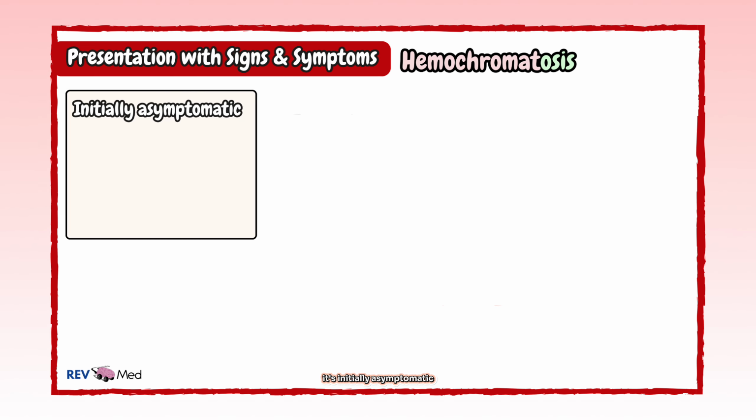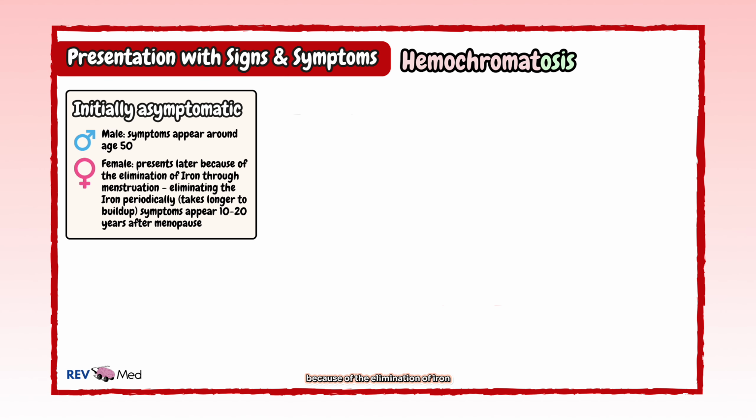It's initially asymptomatic because it takes some time for enough iron to build up in the body for it to become symptomatic. So it presents in men around the age of 50, and for women it presents later because of the elimination of iron through menstruation. Just think, eliminating the iron periodically, it's going to take longer for the iron stores to build up. Symptoms appear 10 to 20 years after menopause.